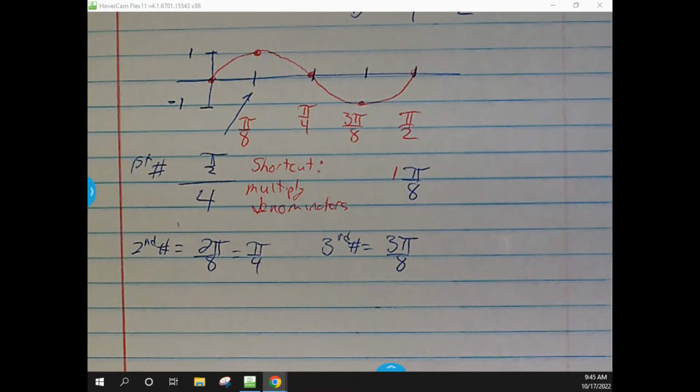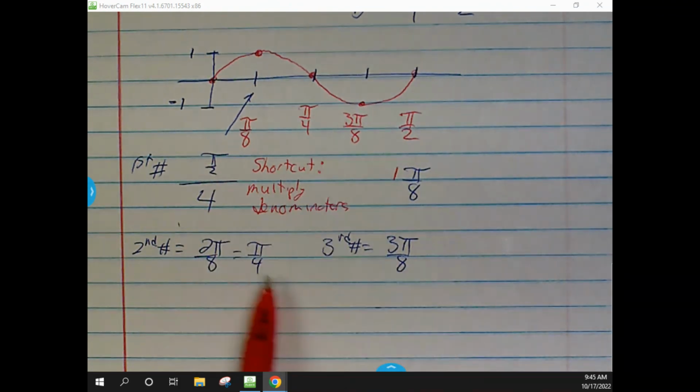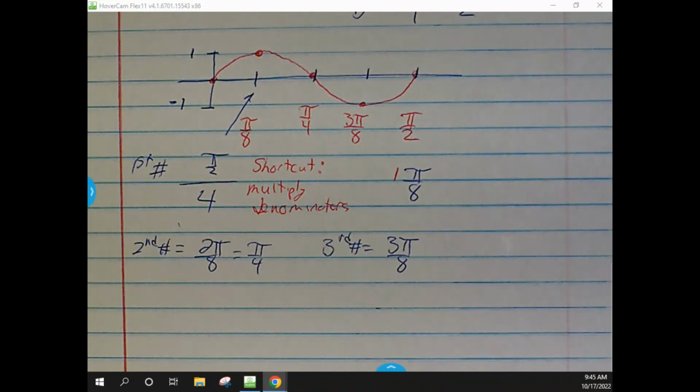Okay. And again, for us, where we're going to pick the numbers out, it's going to work out. It's going to be 1 pi over 8, 2 pi over 8, 3 pi over 8, 4 pi over 8. It's just some of them are going to simplify as you go through these to get the numbers to get there.